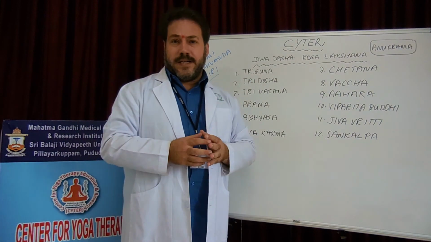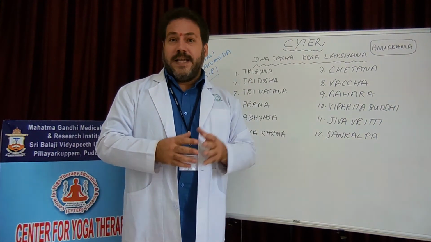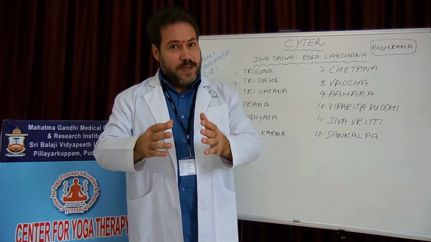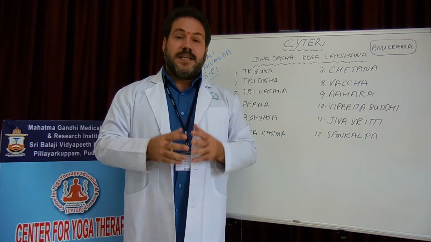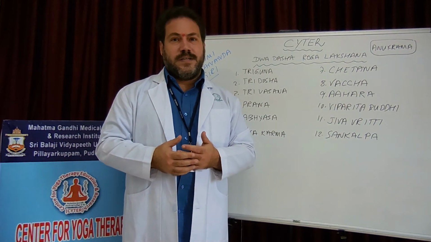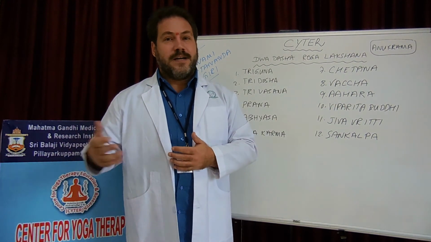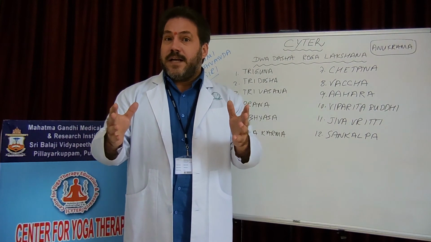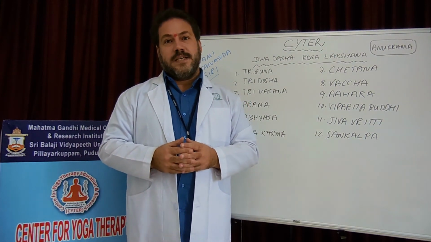What is the dosha? Do they fall in the vata or the pitta or the kapha? Do they belong to the air element? Do they belong to the fire element? Do they belong to the water or the earth? Or is it a varied combination of all of these?